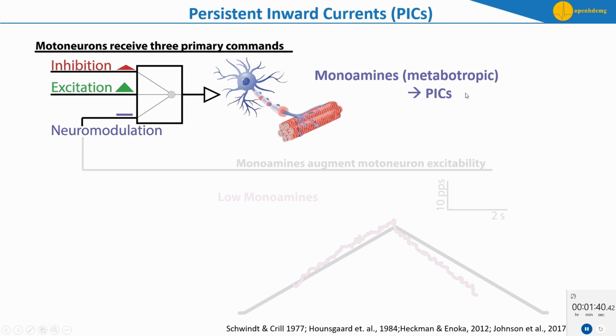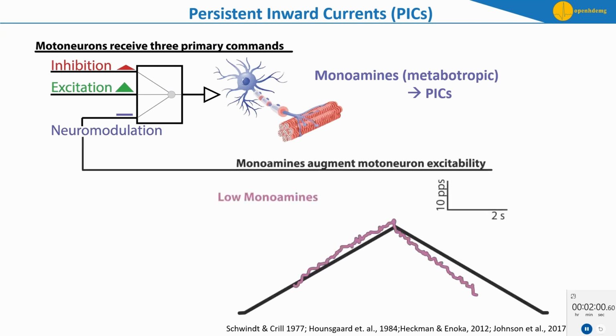But in addition to this, the channels that mediate PICs are also persistent in nature, meaning they like to stay open. So as the excitatory input decreases, these channels stay open and provide an additional source of current to the motor neuron that prolongs its firing. A great classical example of this can be seen here on the bottom. Here I'm showing intracellular recordings of cat spinal motor neurons in response to a black current injection ramp.